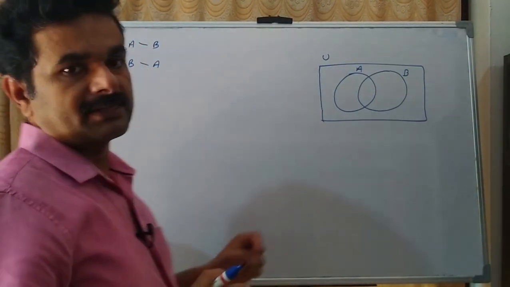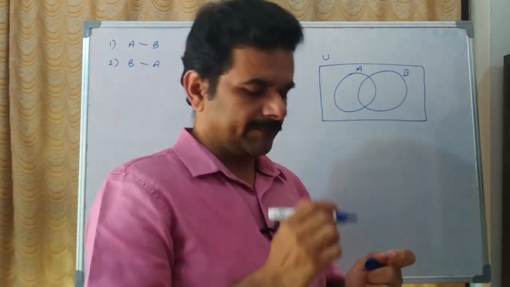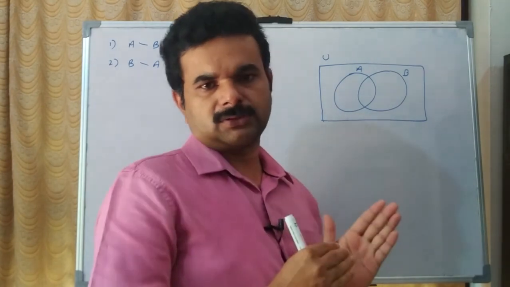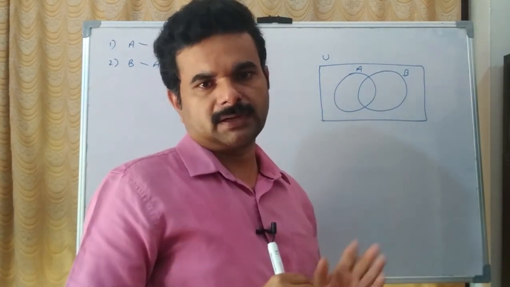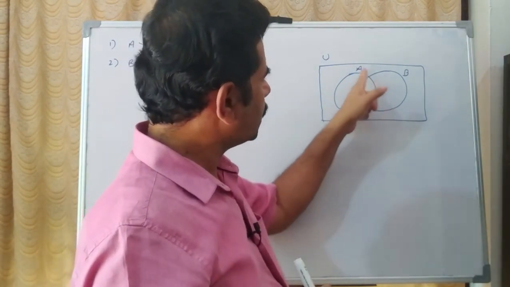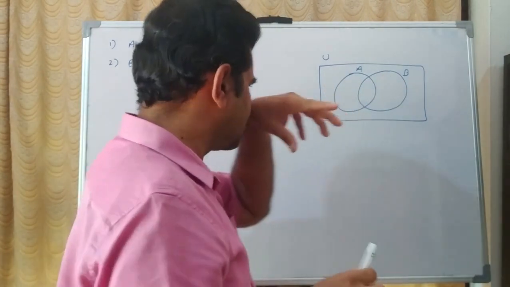A difference B means what? All elements in A but not in B. A difference B എന്ന് പറഞ്ഞാൽ എയിലുള്ള എലമെന്റ് മാത്രം എടുക്കാൻ പറ്റുള്ളൂ, ബിയിൽ എടുക്കാൻ പറ്റൂല, ബി മാറ്റണം. So A difference B means set of all elements of A but we can't touch B. B തൊടാൻ പറ്റൂല. അപ്പോൾ ഏതാ ഷെയ്ഡ് ചെയ്യണ്ടേ?